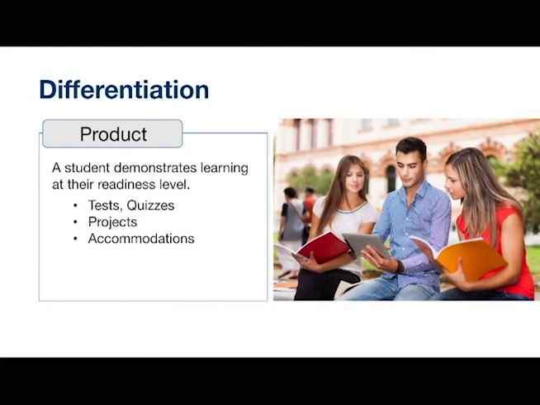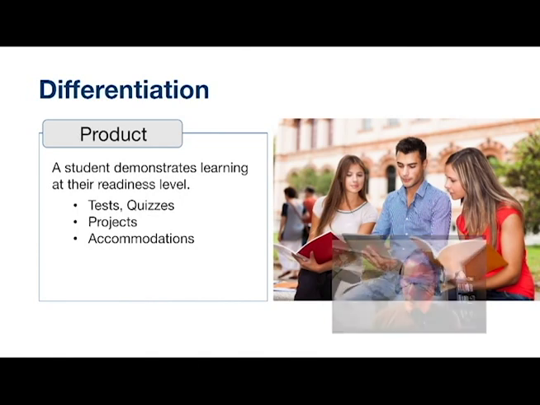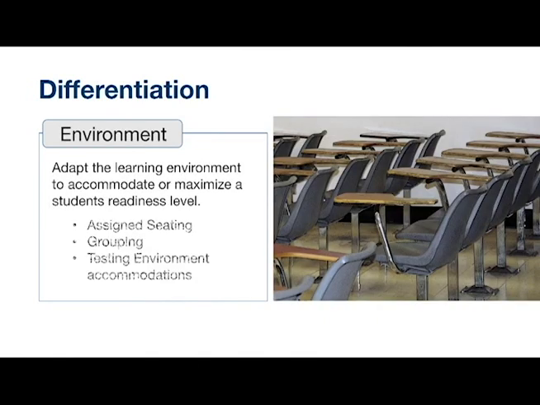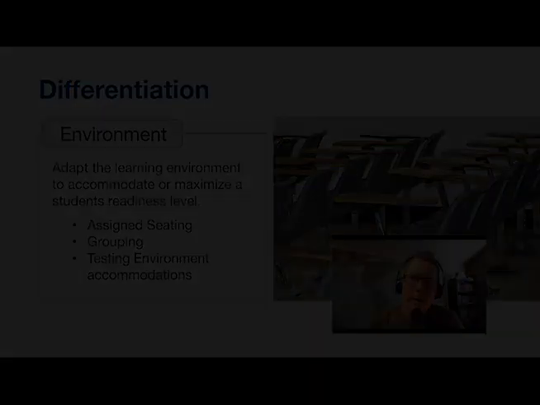When we're talking about product, we're talking about what the student produces and gives back to the teacher. This could be projects, it could be tests, quizzes could be different. There's a variety of ways in which students can show their learning. And finally, environment means that we adapt the place in which students are learning. This could be things simply like grouping students, assigned seating, and even test accommodations and things like that.